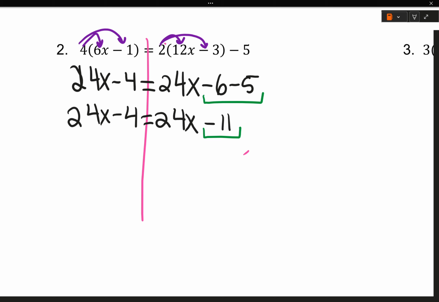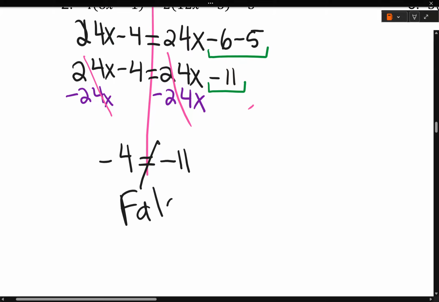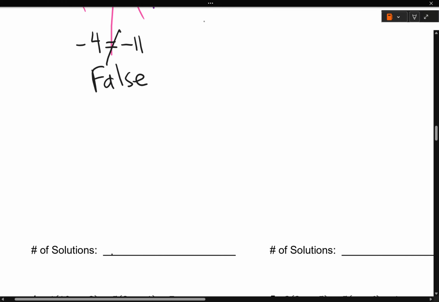Now, let's move 24x from the right side to the left side by subtracting 24x from both sides. And of course, you should notice that the x's cancel. We are left with -4 equals -11. Does -4 equal -11? No. I'm going to cross that equal sign through. This is false. I hate seeing the equal sign without it being crossed through. So how many solutions are there? None. There is no solution.